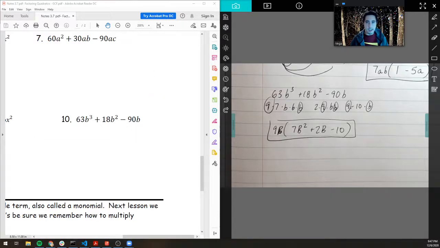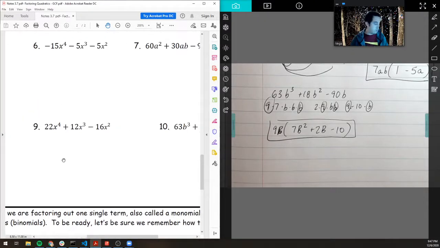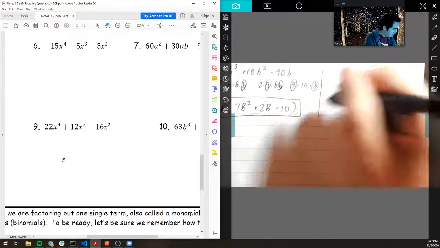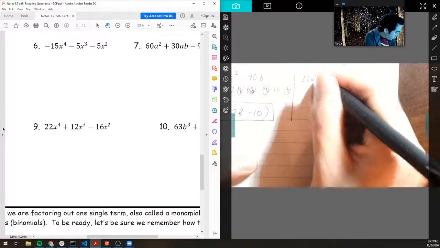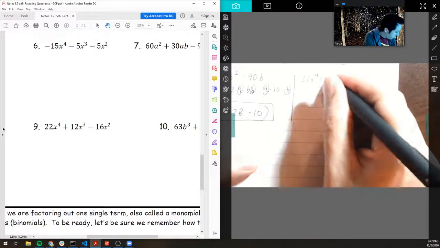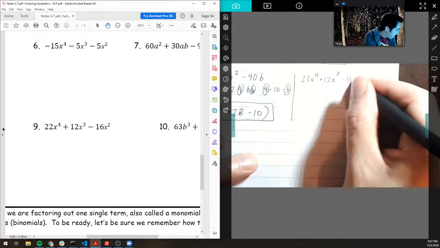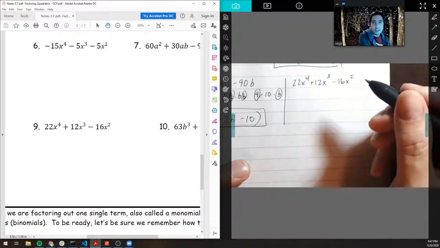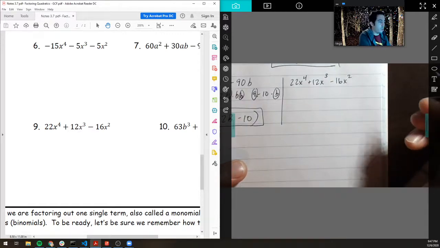I'll do number 9. Number 9, 22x to the 4th plus 12x cubed minus 16x squared. Immediately, I see they all have at least 2 x's. X to the 4th is 4 x's, x to the 3rd is 3, and x squared is 2. They all have at least 2.